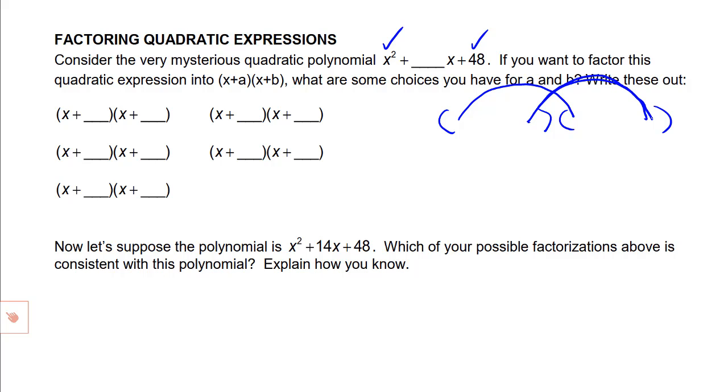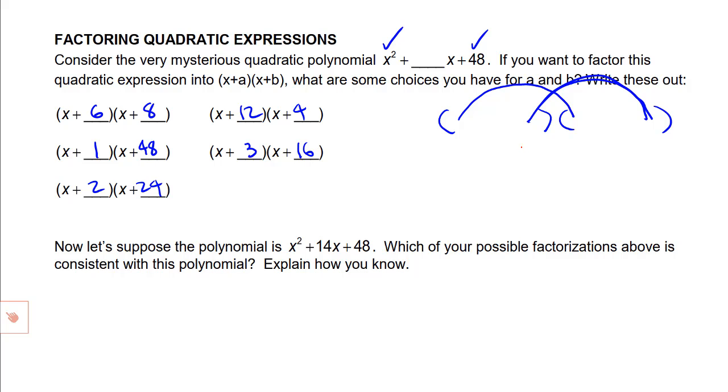How can I multiply and make 48? Just yell out some possibilities. 6 and 8, keep going. 1 and 48, okay, keep going. 2 and 24, keep going. 12 and 4, keep going. 3 and 16, okay. And the order doesn't matter, correct?